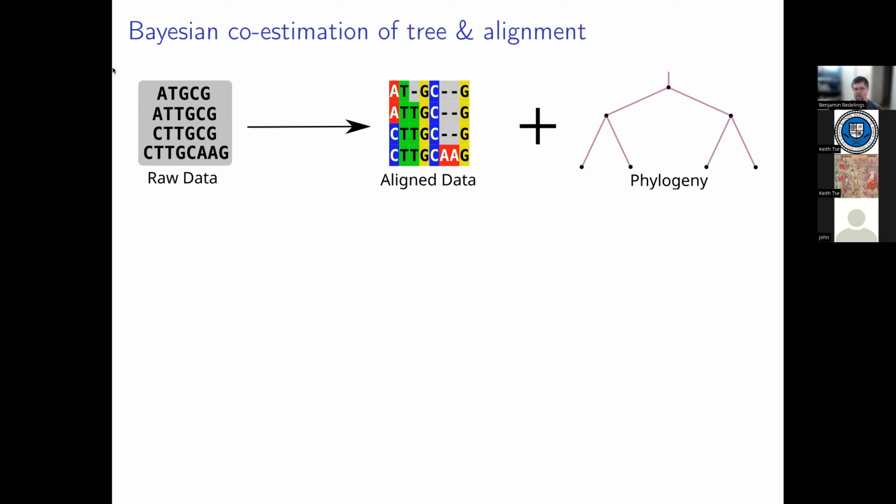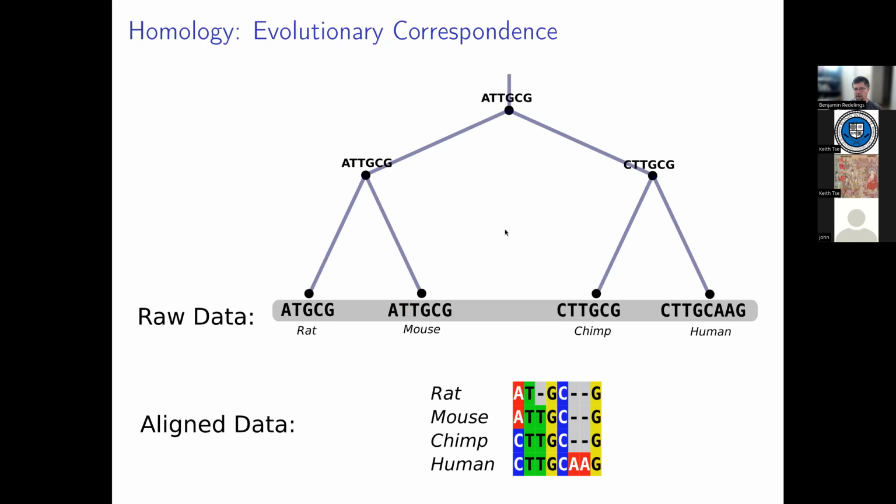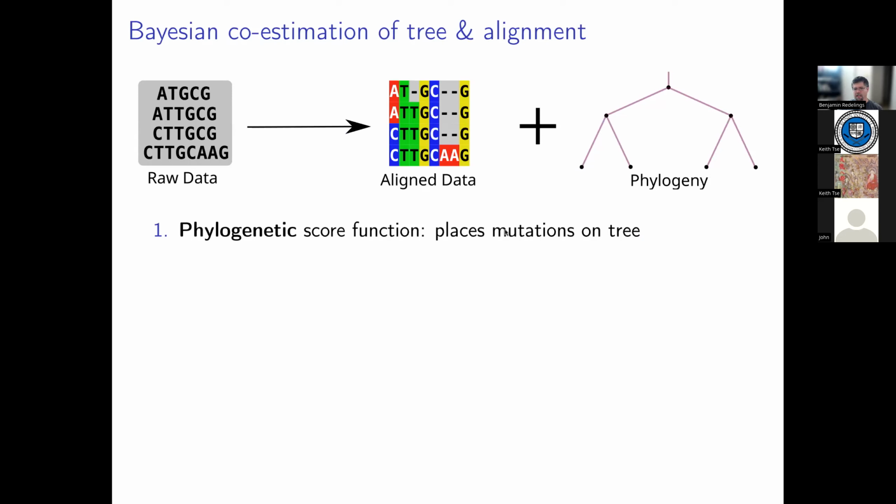So I'm going to introduce an alternative approach, which is that instead of estimating first the alignment and then the tree in a sequence, we're going to start with the raw data. We're going to estimate the alignments and the phylogeny together as a pair in one logical step. Now, this has a few benefits.